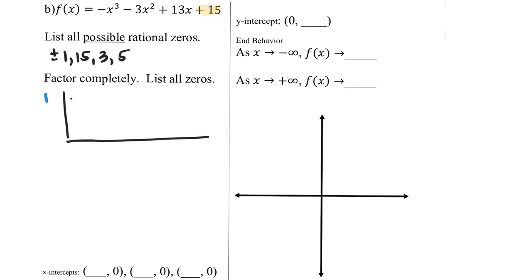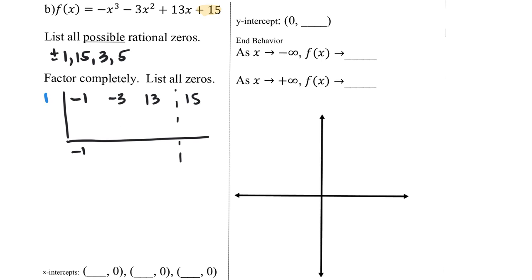So this is negative 1. Make sure you put a negative, negative 3, 13, and 15. Let me bring down the negative 1. Let me bring down my remainder. Let's see if this works. 1 times negative 1 is negative 1, negative 3 minus 1, negative 4. 1 times negative 4 is negative 4, that's 9. 1 times, oh, that's not going to work. Let's try again.